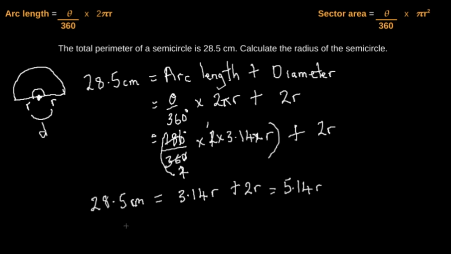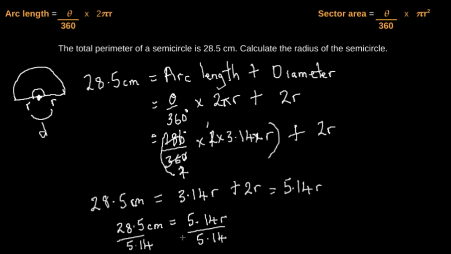Remember, it is 28.5 centimeters, which equals 5.14 r. So to find out r, you have to divide both sides by 5.14 so that we can find what r is.